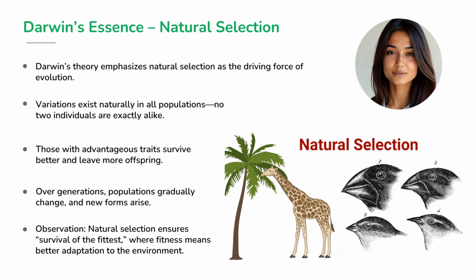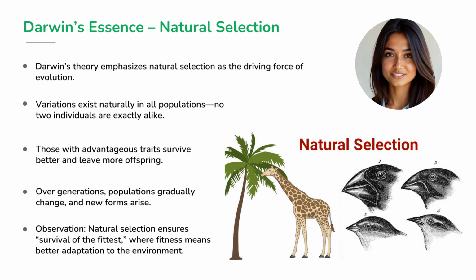In any population, no two individuals are identical. There are always variations, some subtle, some obvious. For example, in a flock of birds, some may have slightly longer beaks, others slightly stronger wings. When the environment changes, these variations make a difference. Individuals with advantageous traits survive better, reproduce more, and pass those traits to their offspring. Generation after generation, these small changes accumulate. Over time, the population looks very different from its ancestors.